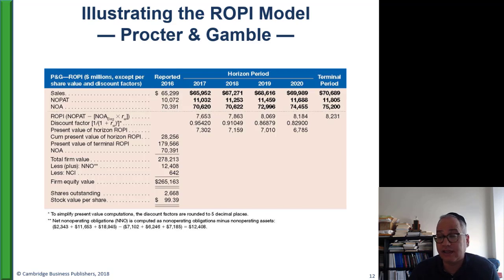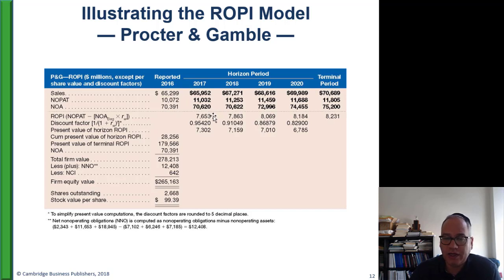So how do you do this in real numbers? Take a look. We have here sales, NOPAT, and NOA just like before. Now remember, for the discounted cash flow model, we just took NOPAT and subtracted the change in NOA. What we're doing here now is we're taking NOPAT again and subtracting the expected return on NOA. So that would be net operating assets at the beginning of the period, not at the end of the period, times the weighted average cost of capital.